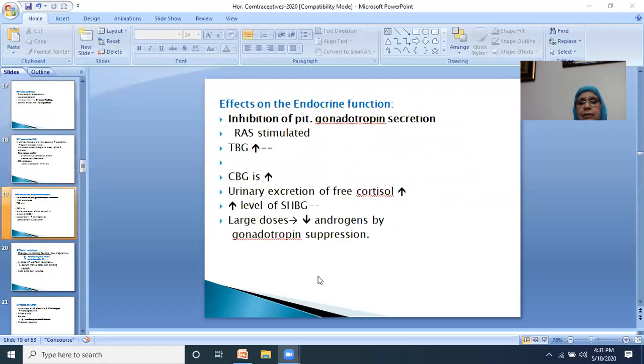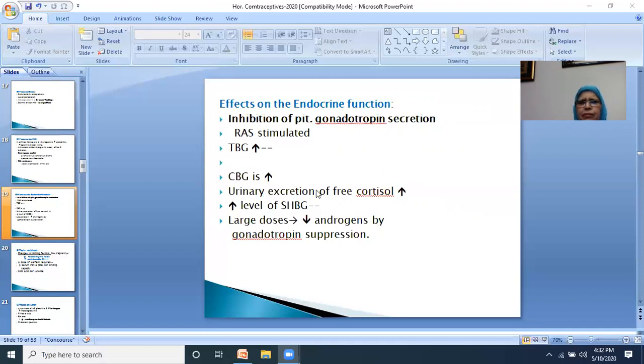Effects on the endocrine system: inhibition of pituitary gonadotropin secretion has already been discussed, and the renin-angiotensin-aldosterone system is stimulated. There is increased renin, increased formation of angiotensin 2, increased secretion of aldosterone, which will lead to increased blood pressure and retention of sodium and water. Thyroid binding globulin is increased, so the level of total T4 is increased, but free T4 level is normal. These changes are like in pregnancy. Corticosteroid binding globulin is also increased.